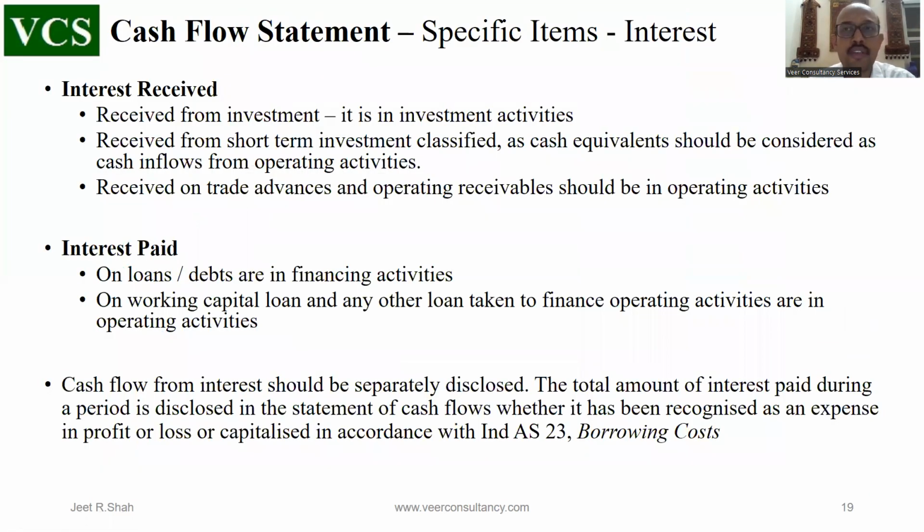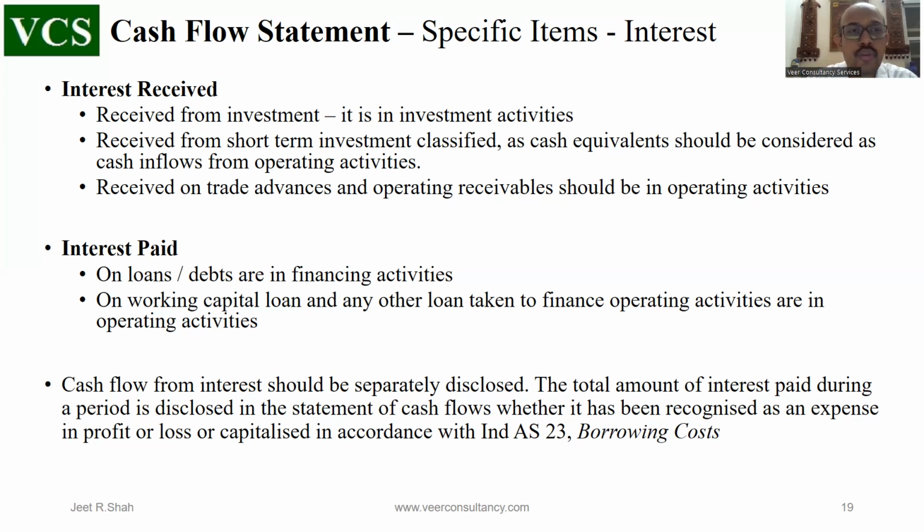Now there are certain specified items like interest. When you receive interest, interest received from investments will be classified under investing activities. So when you have made investments of long-term nature, whatever interest you get will be a part of your cash inflow classified as from investing activities. Cash received from short-term investments classified as cash equivalent should be considered as cash inflow from operating activities. If you have invested in any deposit which is less than 3 months, which is a demand deposit classified as CE, the interest that you earned will be a part of your operating activities. It will not go to your investment activities.